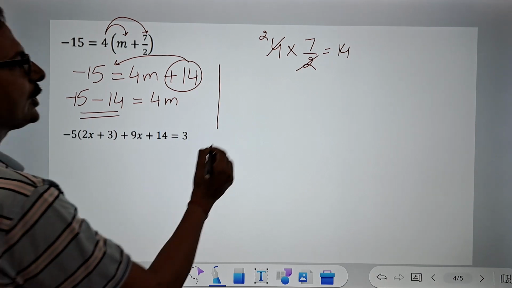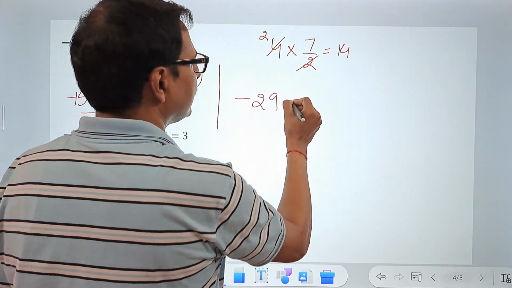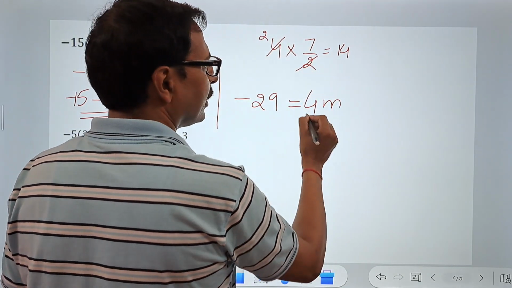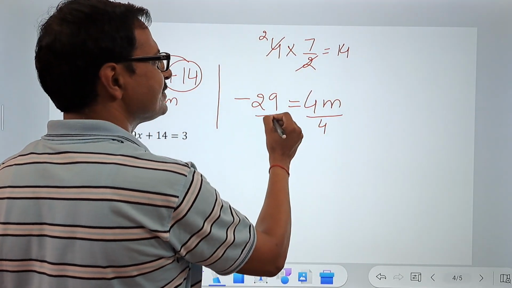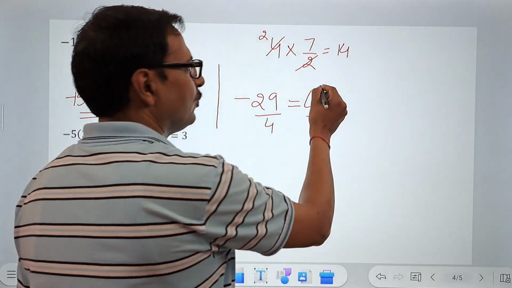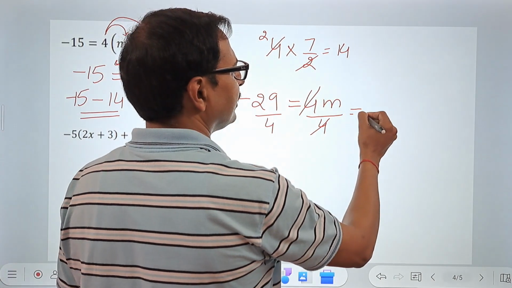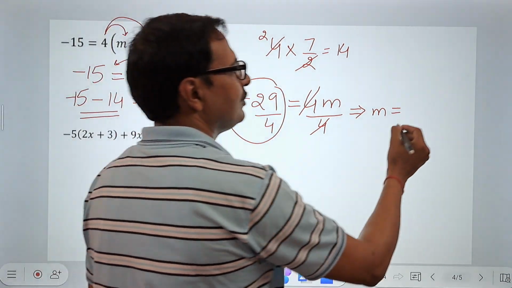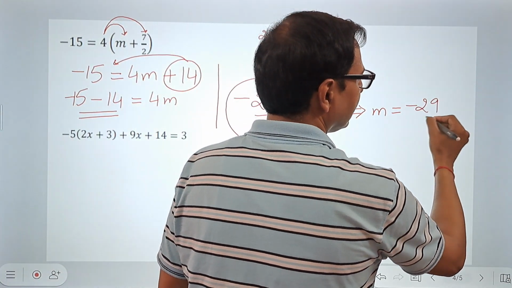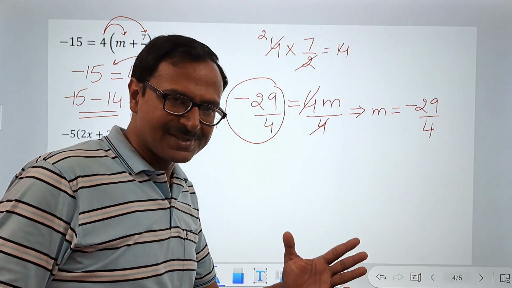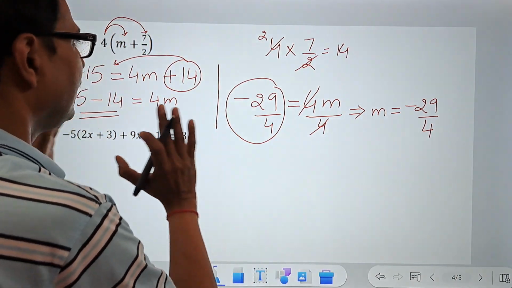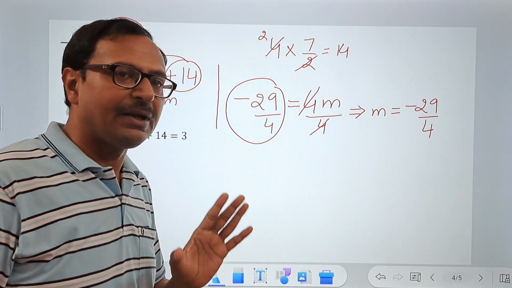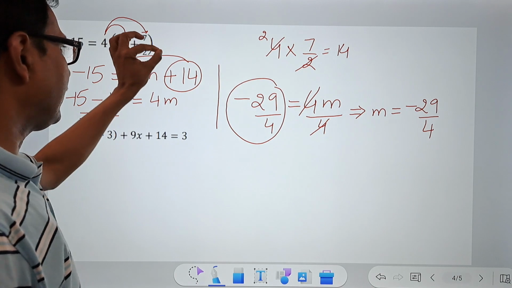Minus 15 minus 14 is minus 29. And on the right hand side it is 4m. And therefore the 4 can be removed by dividing both sides by 4 like this. So 4 gets cancelled, and you have the value of m as negative 29 by 4, which you can write as it is. You don't need to find the answer in decimals. Very easy, and easiest rather, method of solving linear equations in which we have a bracket.